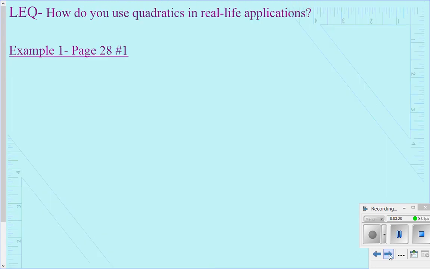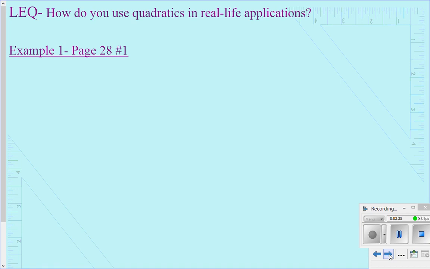Okay, so today we worked on application problems, and we're going to work on these not only today but the next couple of days in preparation for the end of the unit and your test coming up later this week and individual tests next week.